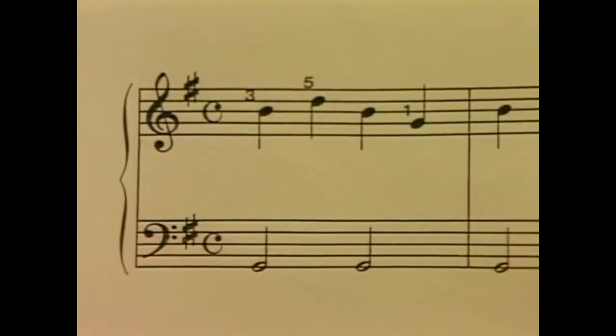Now let's have a slow run through. You may wish to work on the right or left hand individually before you put the two together. Slow count of 4. 1, 2, 3, 4.